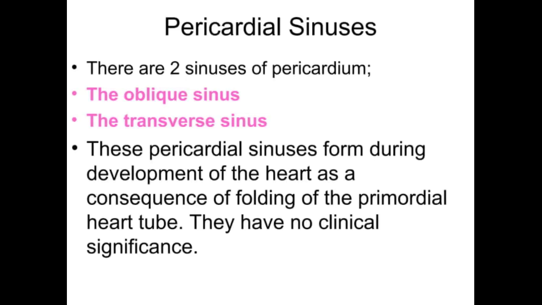Pericardial sinuses. There are two sinuses of pericardium, that is oblique sinus and transverse sinus. These pericardial sinuses form during the development of the heart as a consequence of folding of the primordial heart tube. They have no clinical significance.